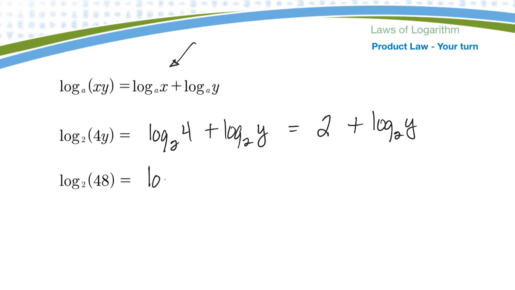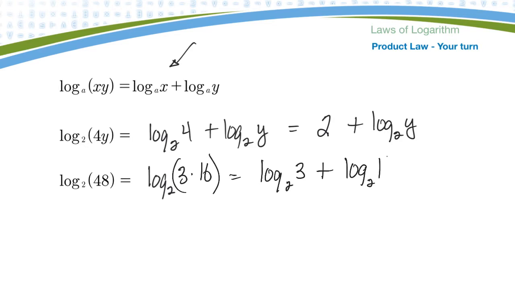Next one, things that multiply together to give you 48. Maybe 3 times 16. Yeah, that's 48. So that would be the same as log base 2 of 3 plus log base 2 of 16. If you're looking at that log base 2 of 16 longingly, thinking that you can simplify that, sure enough you can. To what exponent must you raise 2 to get 16? I think the answer to that is just plain 4. So that's the product law.